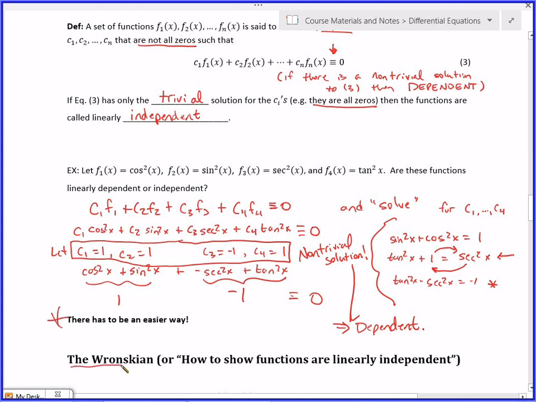There is what's called a Wronskian method. Now, I think that I did not cover that in differential equations or in linear algebra.